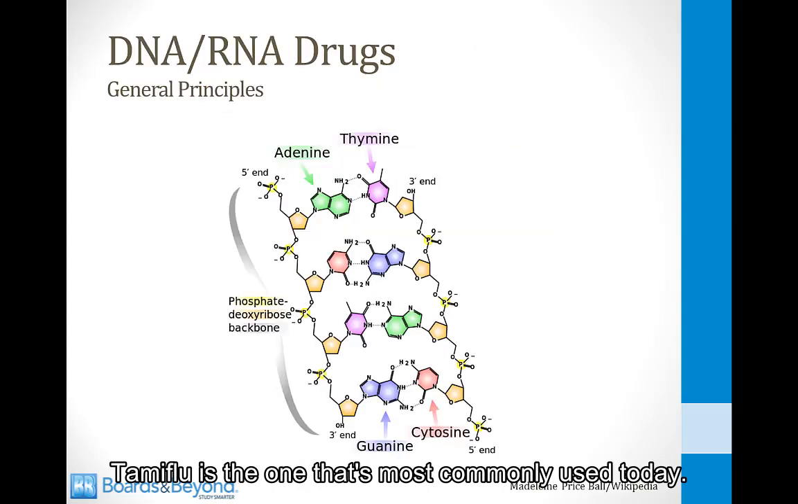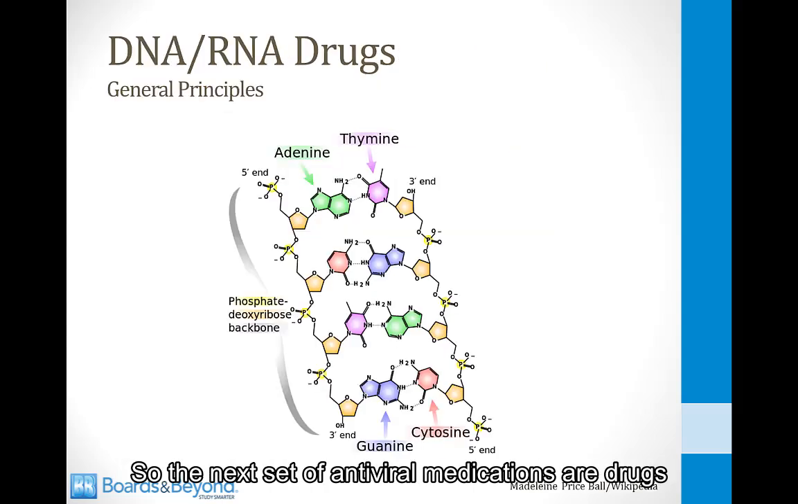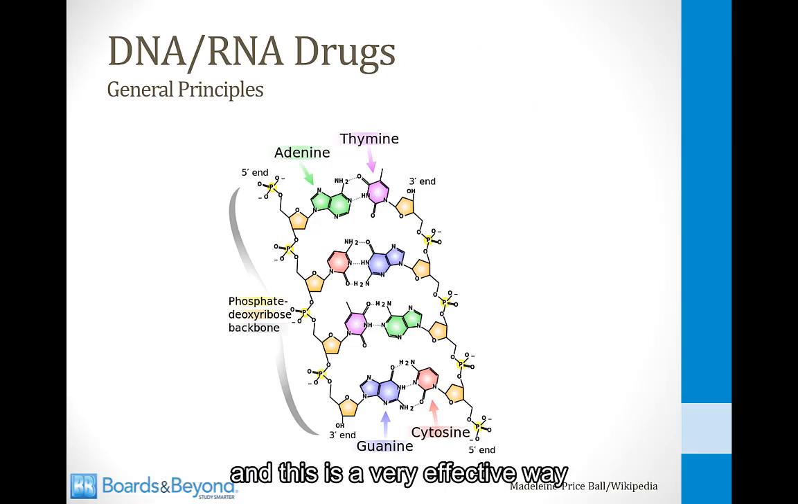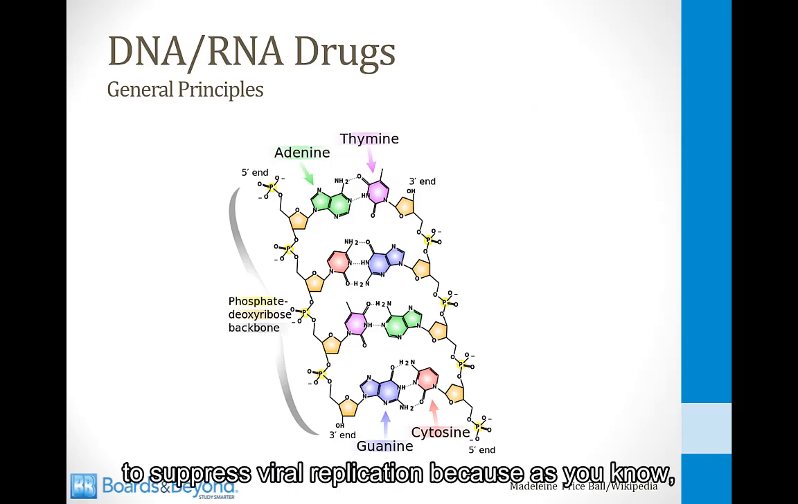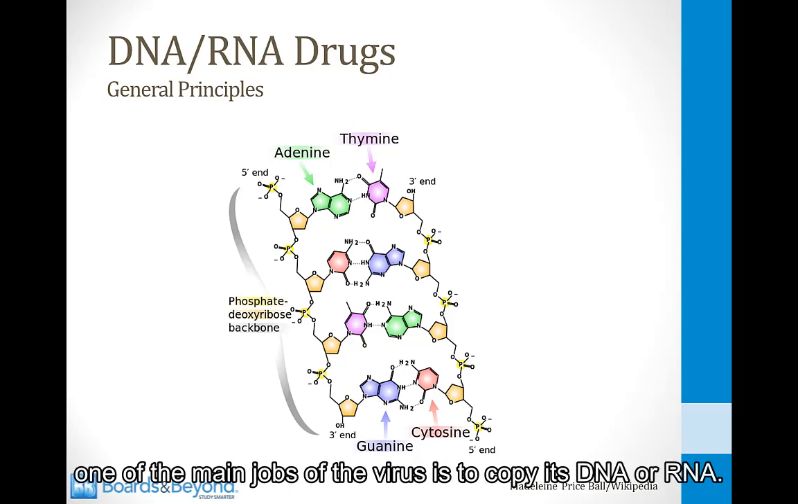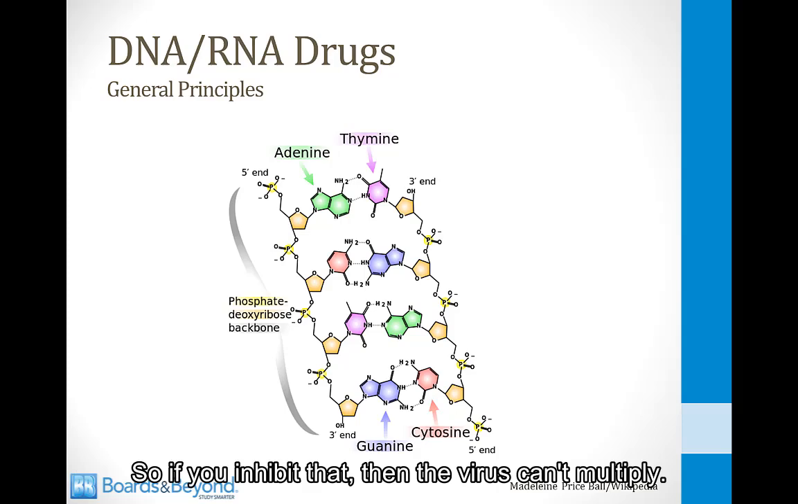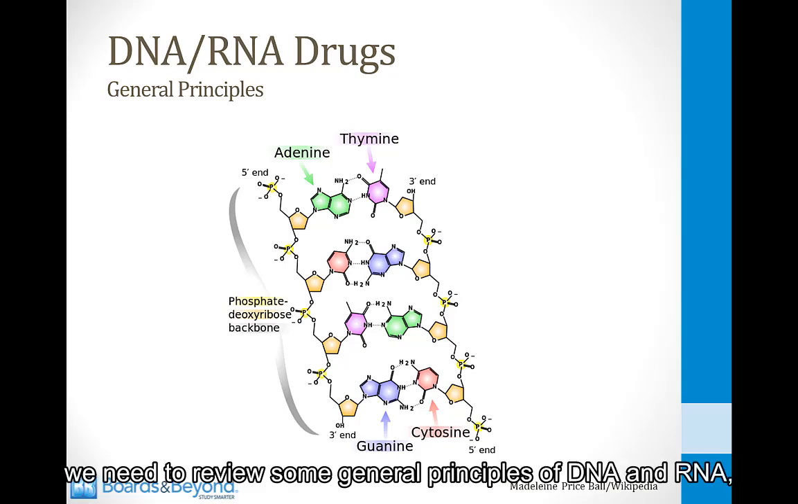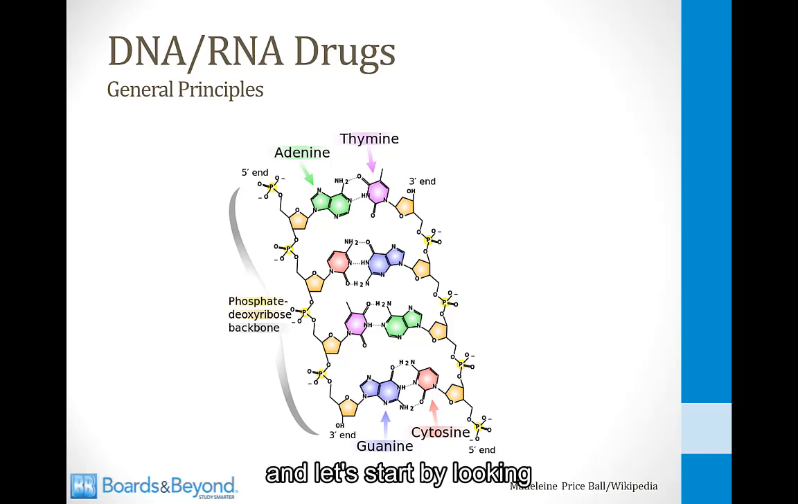So the next set of antiviral medications are drugs that interfere with DNA or RNA synthesis, and this is a very effective way to suppress viral replication because, as you know, one of the main jobs of the virus is to copy its DNA or RNA. So if you inhibit that, then the virus can't multiply. But before we can talk about the drugs, we need to review some general principles of DNA and RNA, and let's start by looking at this molecule on the screen here.